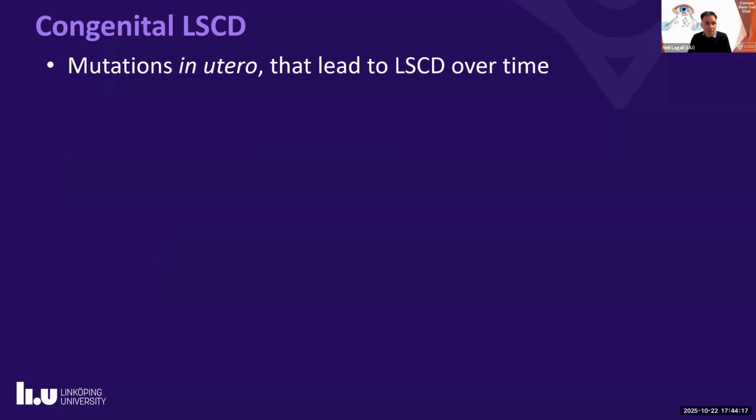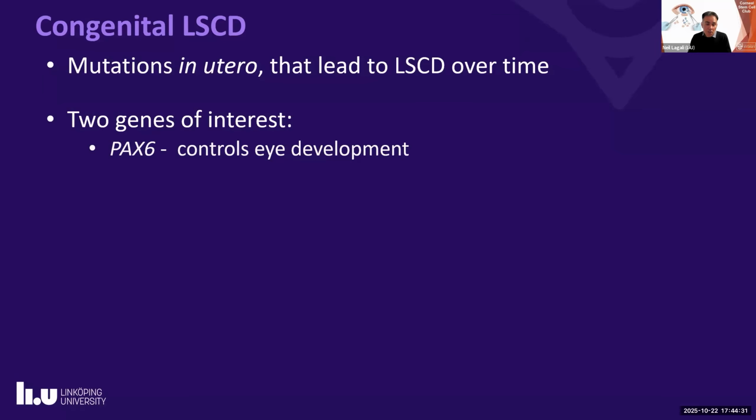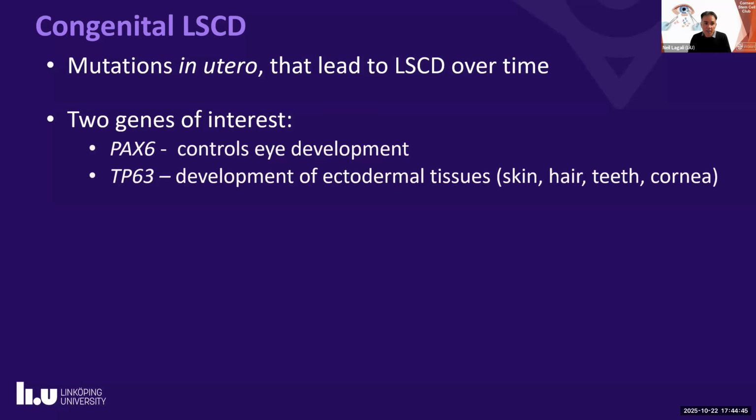I'm going to talk about congenital limbal stem cell deficiency. So this is LSCD that's caused by genetic mutations in utero that after birth lead to the development of LSCD over time. There are two genes that we're principally interested in. The first is PAX6, which is a major gene that controls the development of the eye in utero. And another gene called TP63, and this is responsible for development of ectodermal tissues. So our skin, for example, the hair, teeth, and also the cornea.